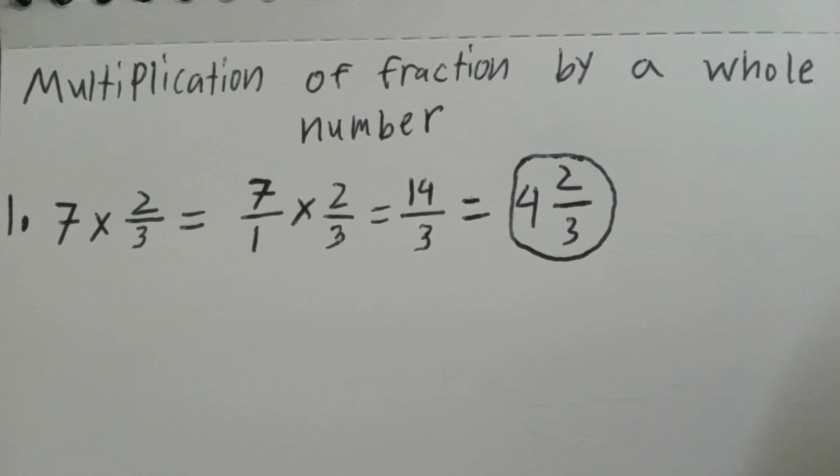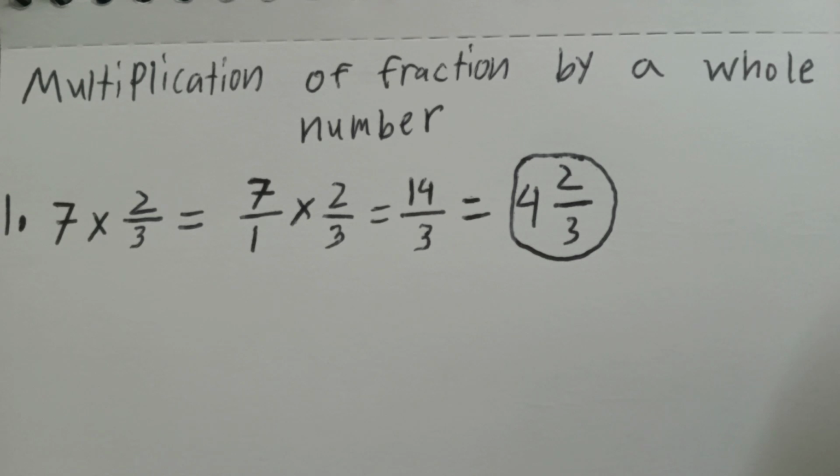And now for our second topic, which is multiplication of a fraction by a whole number. For our first example, we have 7 times 2/3. The first thing we have to do here is change the whole number 7 into fractional form. So it's going to be 7 over 1 times 2 over 3. Again, we're not changing the value of the whole number 7, we're just turning it into fractional form, because 7 over 1 still has a value of 7.